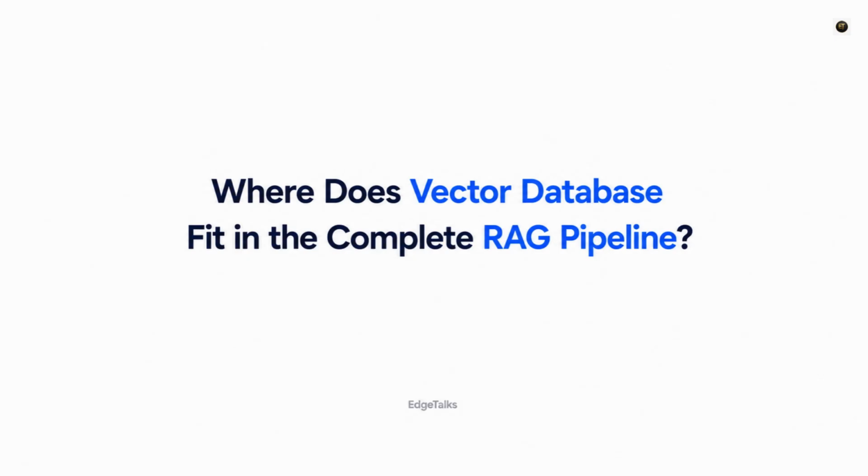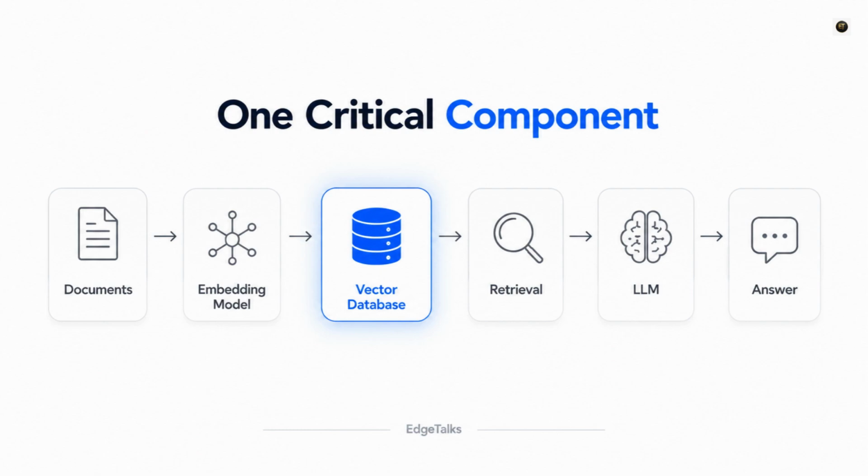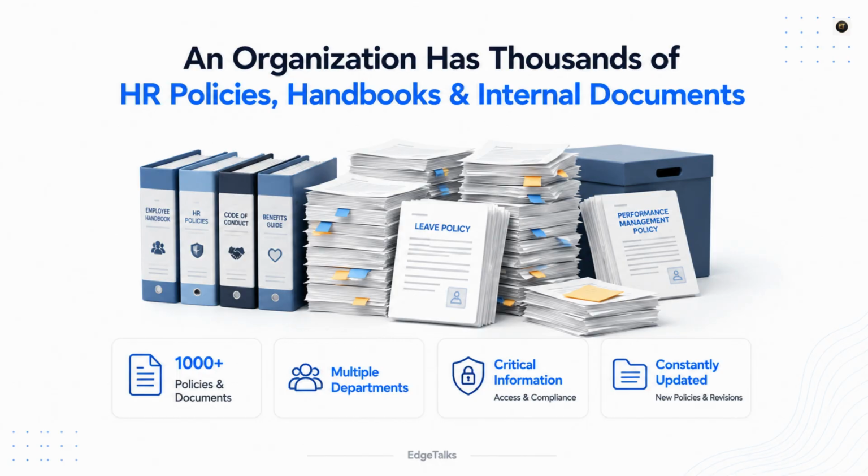Now that we understand what a vector database is and how it works, let's see where it fits into the complete retrieval-augmented generation or RAG pipeline. A vector database is not the entire RAG system. It is one of the most important components within a larger workflow. Let's use a simple example. Suppose an organization has thousands of HR policies, employee handbooks, internal documents, etc.